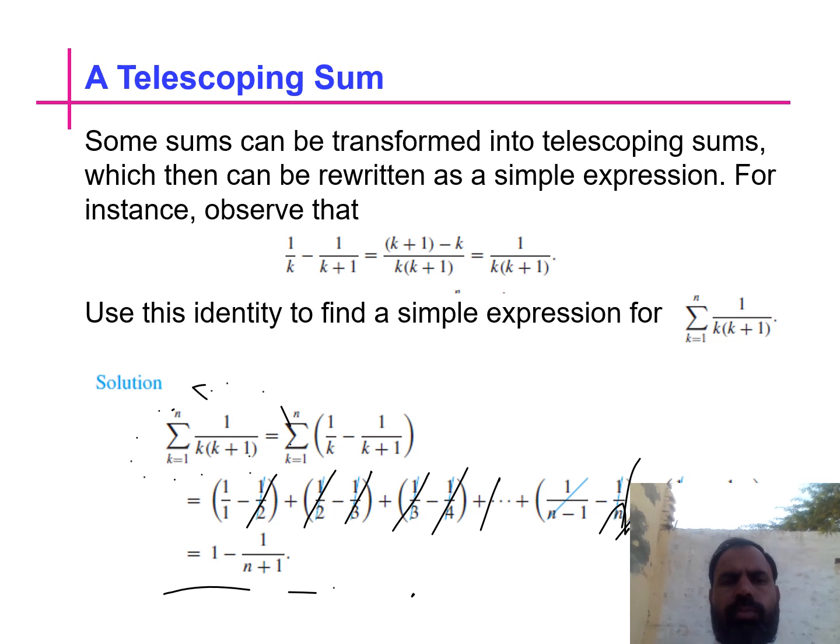A telescoping sum: some sums can be transformed into a telescoping sum, which can then be rewritten as a simple expression. For instance, observe that 1 over k minus 1 over k plus 1 is equal to, taking the LCM, k into k plus 1, so this is 1 over k into k plus 1. If we use this identity to find a simple expression for the summation of 1 over k into k plus 1, where k varies from 1 to n.